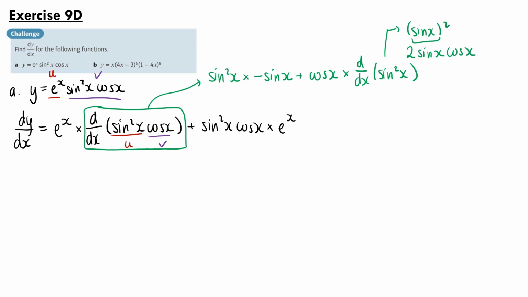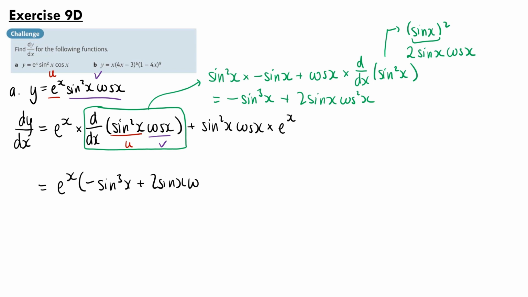Okay, so if we simplify this a little bit before we plug it back in, sine squared x times minus sine x is minus sine cubed x. And then we've got here plus cos x times 2 sine x cos x, or 2 sine x cos squared x. So plugging this all back in, we're going to get e to the power of x times the minus sine cubed x plus 2 sine x cos squared x.